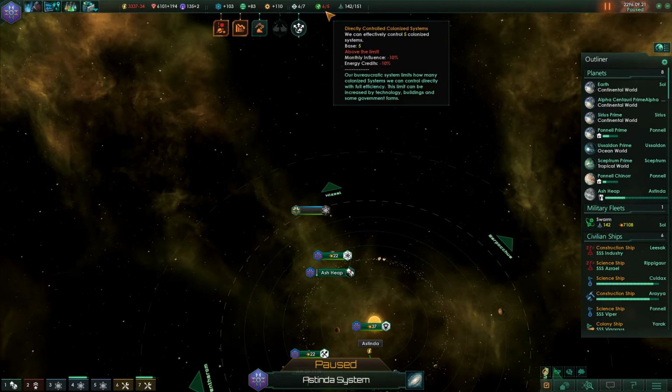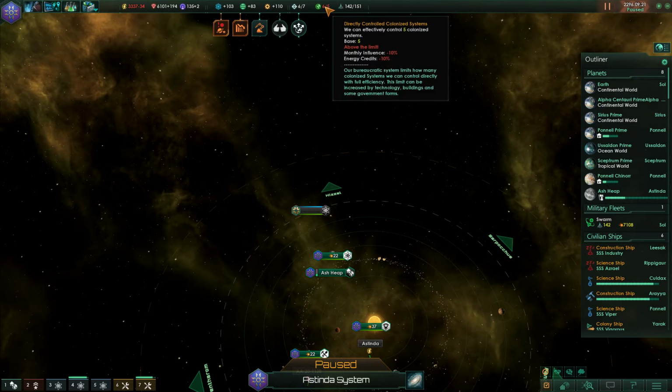Now, your domain limit, right, is 5 at this point, fine. I am at 6. Very clearly, I am at 6. It tells me I take a 10% influence and a 10% energy credits hit, which normally is plenty fine for me because, as you can see, I'm doing fairly well on energy credits, and 10% of 3,000 is, sheesh, it's a lot, right? So that shouldn't be a problem. Except, this number is not accurate.